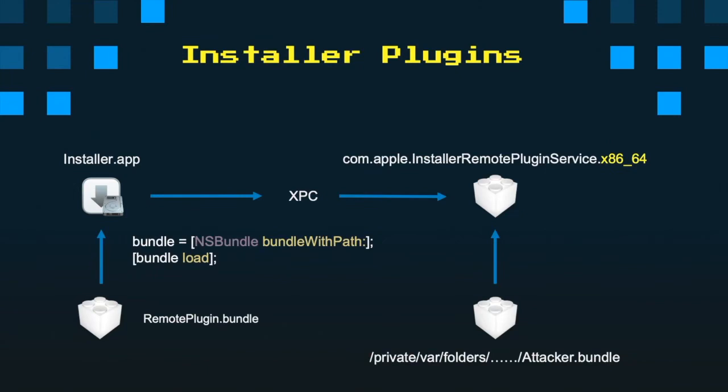So once that bundle is loaded, it actually uses the NSXPCConnection API to reach out to the installer remote plugin service and start that service. And once it makes that connection, that plugin service will load your attacker bundle from some random location on disk. And what's kind of interesting is that it always is a randomized temporary location, so it's kind of difficult to build detections based on just that path. And I know that installer plugins are legitimately used sometimes, so that may not be something you want to base your detection logic on.